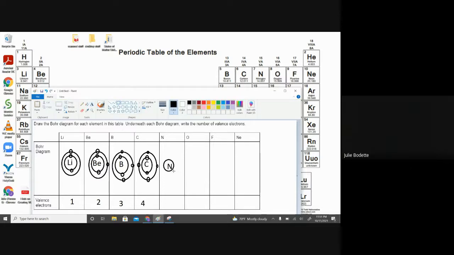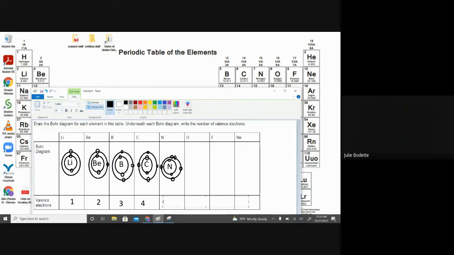So first shell holds 2. And second shell. So let's say we've drawn 2, we need to get to 7. 2 plus 5 is 7, so there are 5 in the next shell. 1, 2, 3, 4, 5. All right, so valence electrons. Again, think of that prediction. You should have gotten 5 for nitrogen.